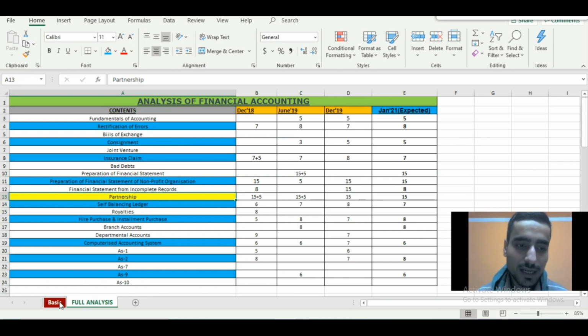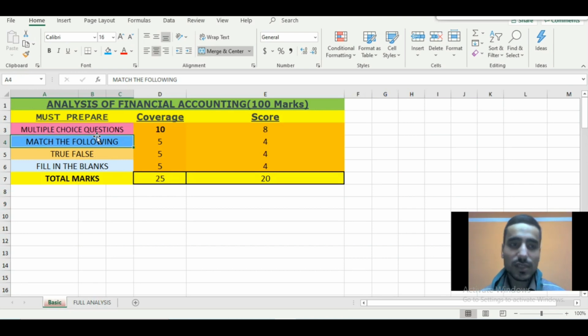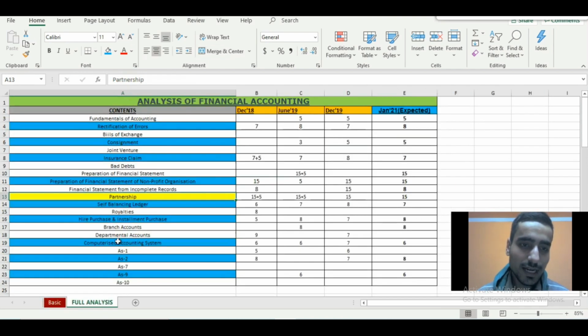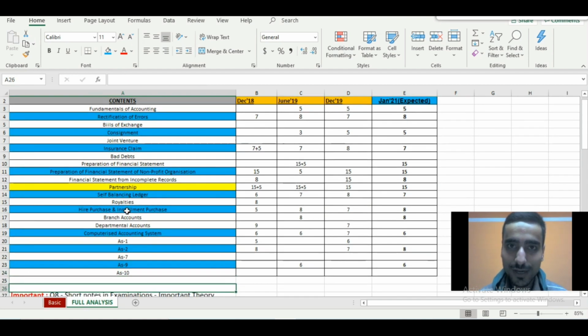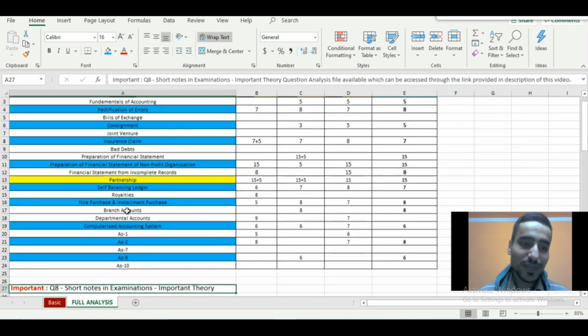What I focused on mostly is this part: MCQ, match the following, true false, because they are very, very crucial for our examinations, right? And the last part is question number 8 in the examinations, which is of short notes, in which there are 4 questions, 5 marks each, and you have to attempt 3 questions, right? So for that analysis, I have worked very hard for you.